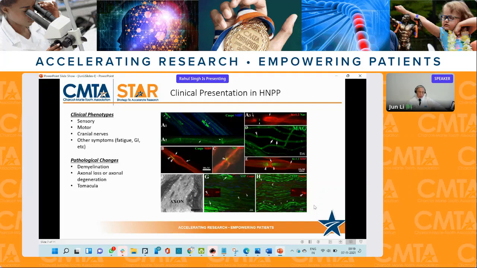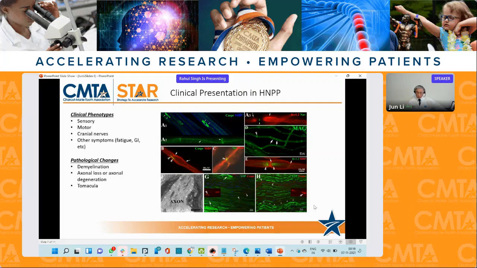There are other symptoms that we're gradually starting to recognize. We studied this and published it a couple of years ago. We found that patients with HNPP have very severe fatigue, and we were really surprised because the degree of their fatigue is even more severe than in patients with multiple sclerosis. That's something that really surprised us. But there's a reason behind it. We can explain that in a few minutes.